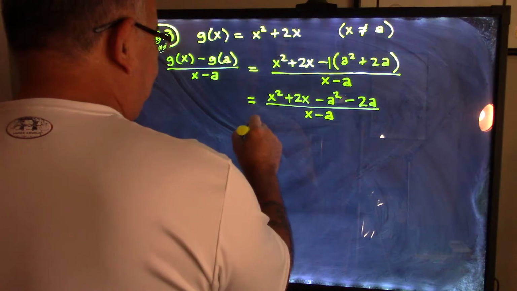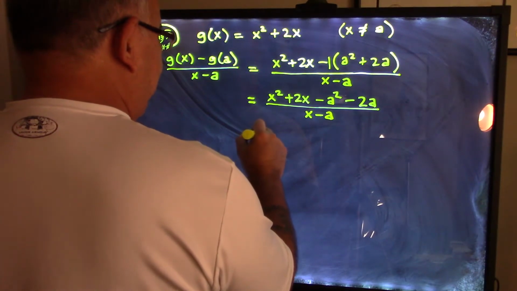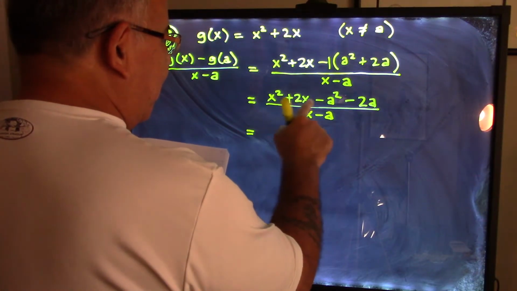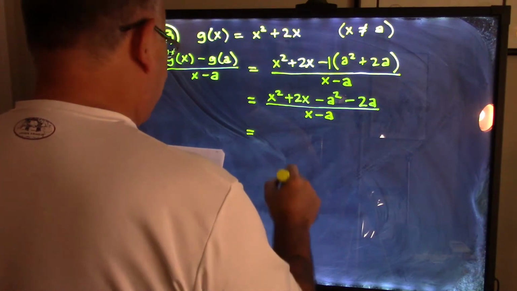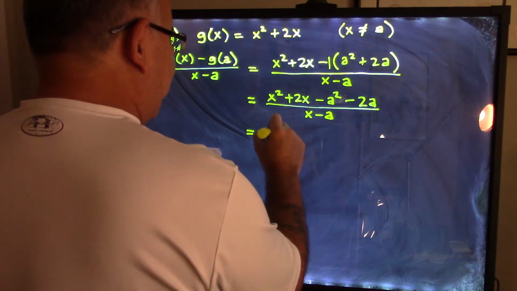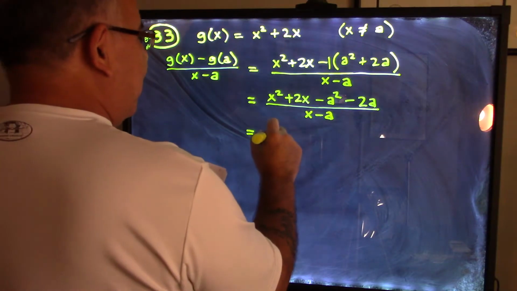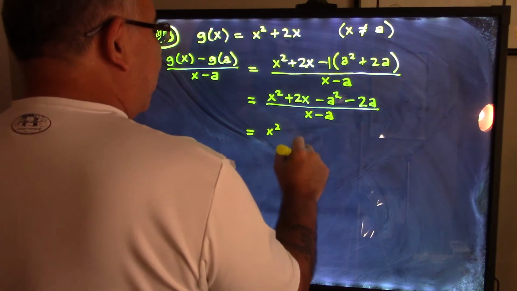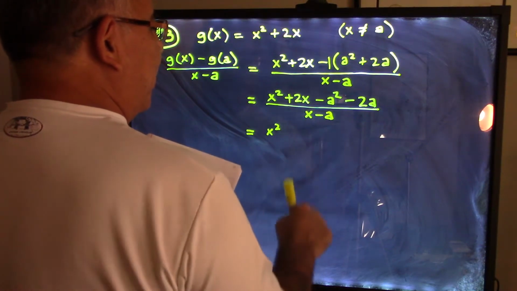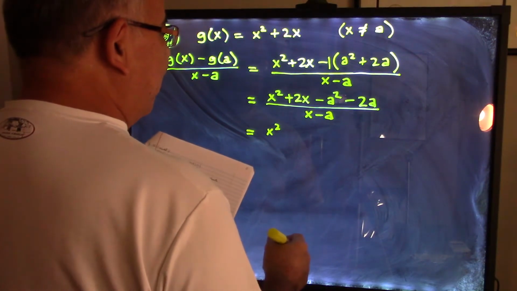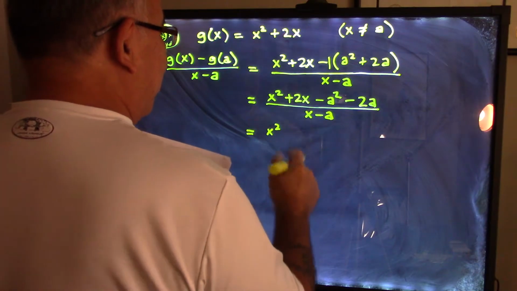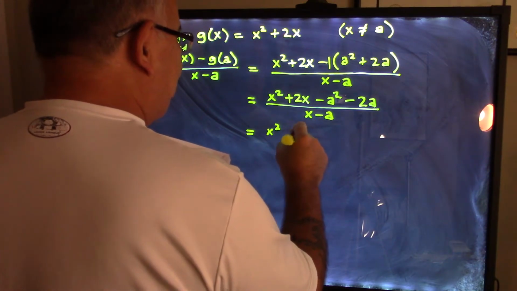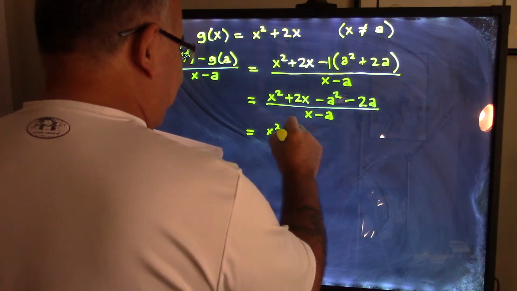Now let's get the x squared and the minus a squared together. Why? Because I see something we can factor. x squared minus a squared, difference of squares, right? So I'm going to group those together using commutativity of addition. You can switch that around: x squared minus a squared.